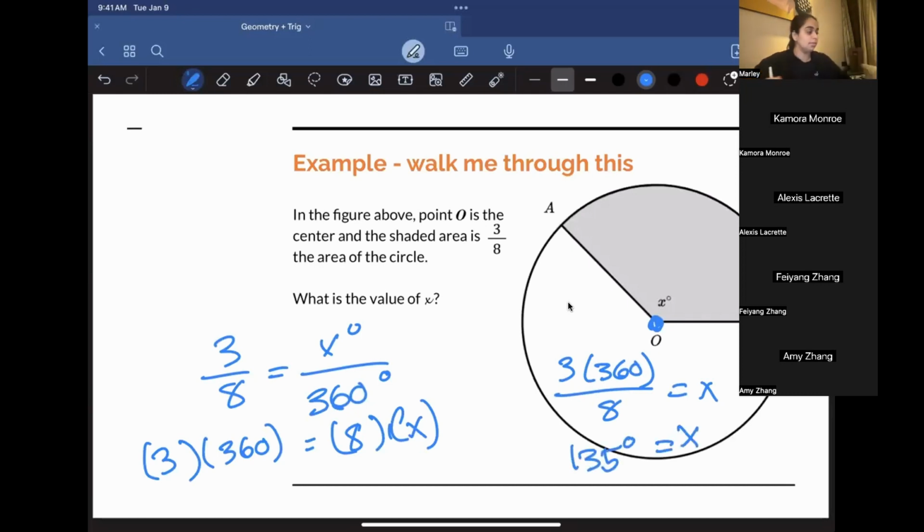I'm just going to check it really quick in the calculator. And it is 135 degrees. A little bit more straightforward. Anybody have questions on this?